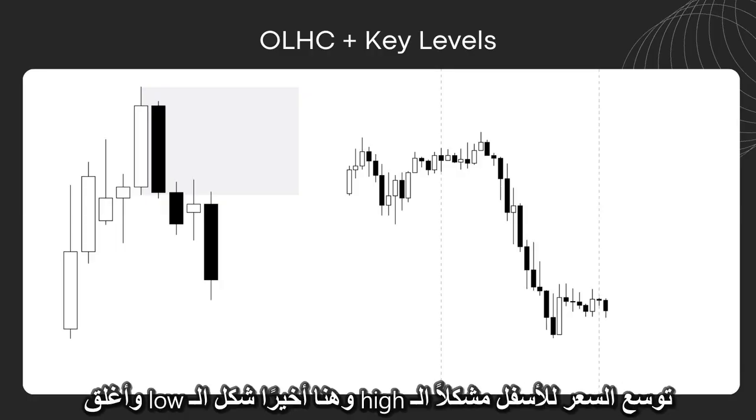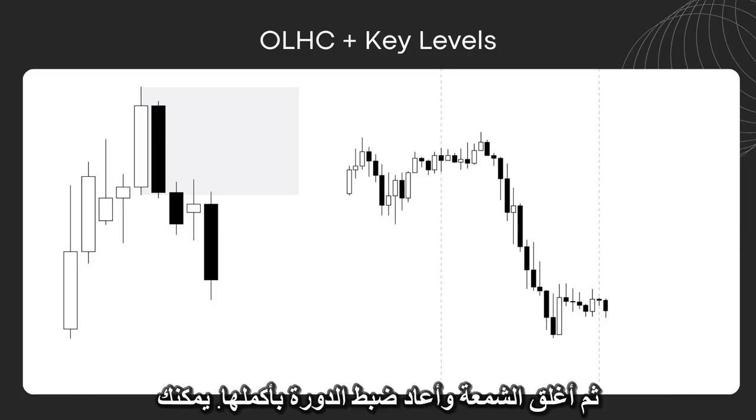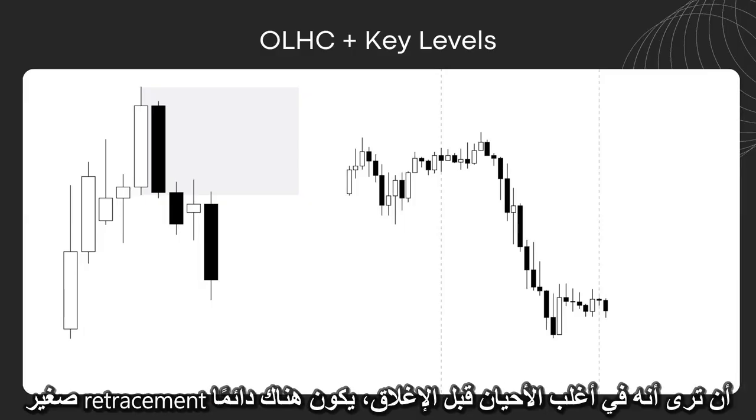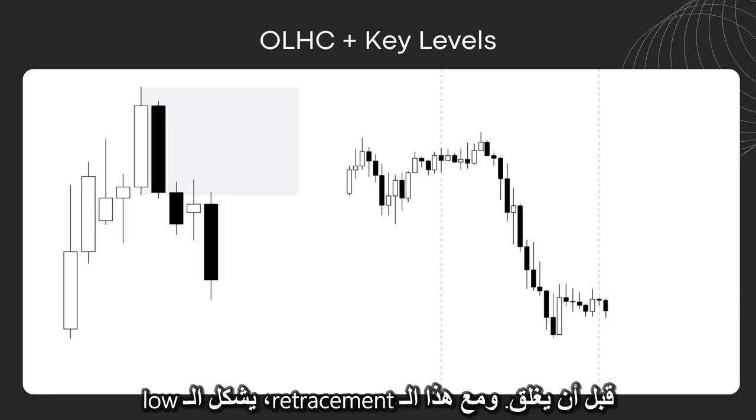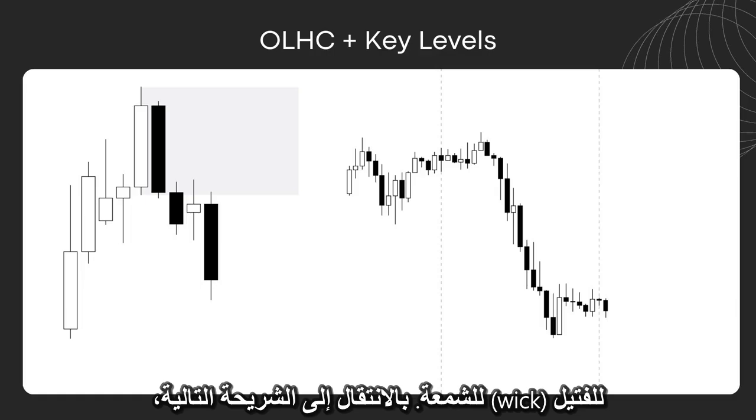And there it is. Price expanded lower, forming its high, and here finally formed its low and closed the candle, and then it reset the whole cycle. Right? You can see more often than not before closing, it always has a small retracement before it closes, right? And with that retracement, it forms the low of the wick of the candle.